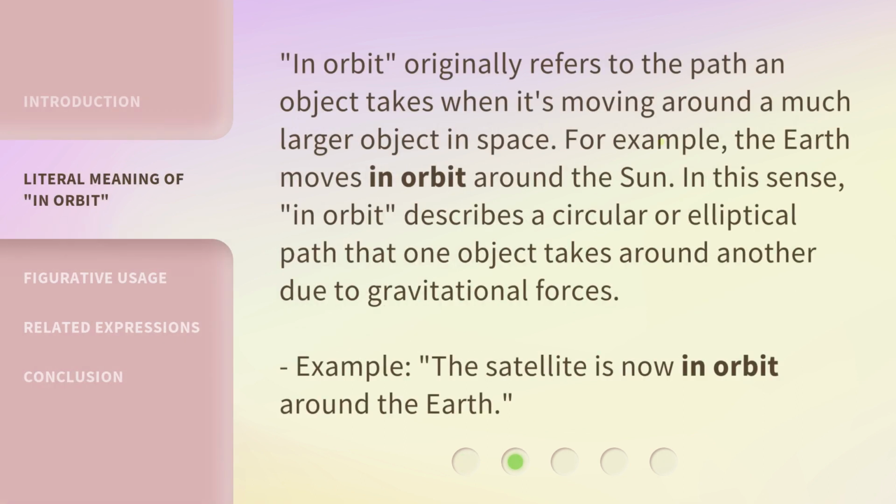In orbit originally refers to the path an object takes when it's moving around a much larger object in space. For example, the Earth moves in orbit around the Sun. In this sense, in orbit describes a circular or elliptical path that one object takes around another due to gravitational forces. Example: the satellite is now in orbit around the Earth.